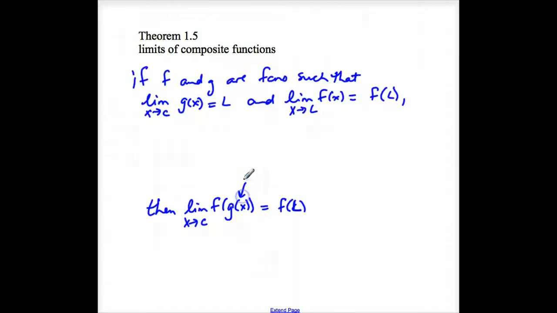So g was the function we plugged c into, and the answer that came out of that was L, and then we plug L into the f function. So it's just saying that if you have a composite function and you know the limit of the inner one, you can take that limit and plug it into the outer one to get the answer and not have to do all the calculating with the composite function. Let me give you an example.